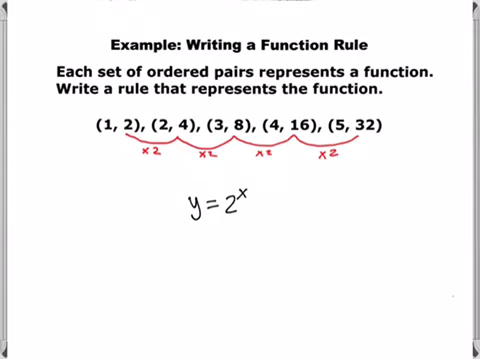If I plug in 1 for x, 2 to the 1st power is 2, so that works. If I plug in 2 for x, I get 2 squared, which is 4, that works. And then try 3, 2 to the 3rd power is 2 times 2 times 2, which is 8, so that works. So this is our equation.